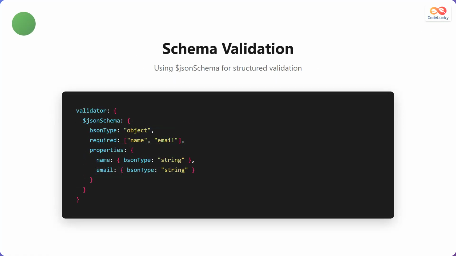MongoDB allows you to use JSON Schema for structured validation. This provides a powerful way to define the structure and data types of your documents. Inside the validator, you'll use the $jsonSchema operator. Specify the bsonType as object. Use required to list the fields that must be present in every document. Within properties, define the data type for each field, such as name and email, as strings in this example.